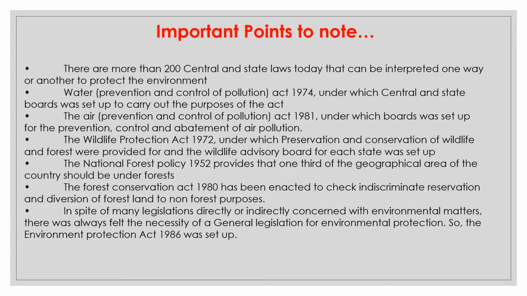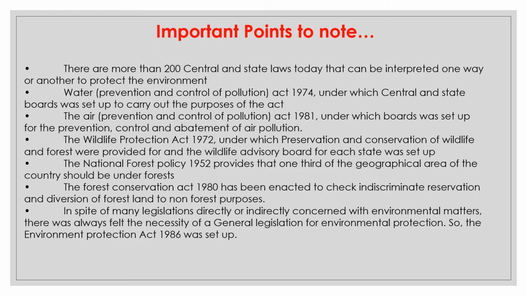And Air Act, the Air Prevention and Control of Pollution Act 1981, under which boards were set up for the prevention, control and abatement of air pollution. Wildlife Protection Act 1972 was passed for preservation and conservation of wildlife and forest, and Wildlife Advisory Board was set up for each state. National Forest Policy 1952 provides that 1/3 of the geographical area of the country should be under forest. The Forest Conservation Act 1980 has been enacted to check indiscriminate reservation and diversion of forest land for non-forest purposes. So this Forest Conservation Act was meant to prevent conversion of forest land into non-forest land.